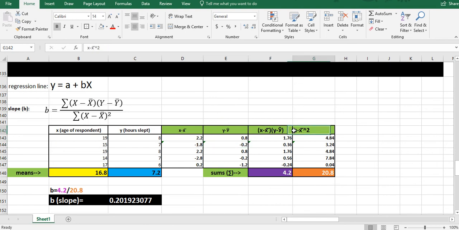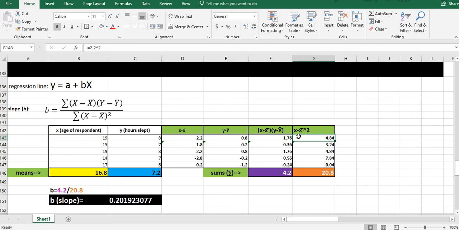Then you're going to want to add these two columns, x minus the mean of x times y minus the mean of y, and x minus the mean of x squared. So you're going to just multiply these guys. 2.2 times 0.8 comes out to 1.76. And again, you can do that manually like I did, or you can select the cells that you need, 1 and 2. And then for each of those, do that.